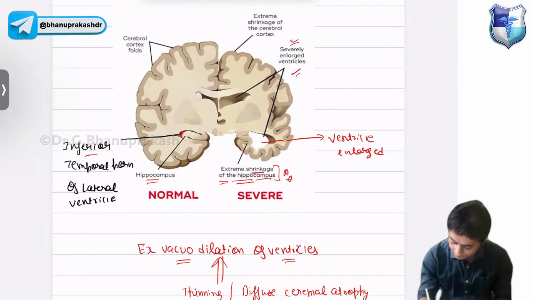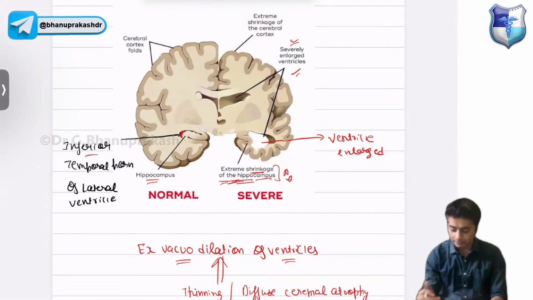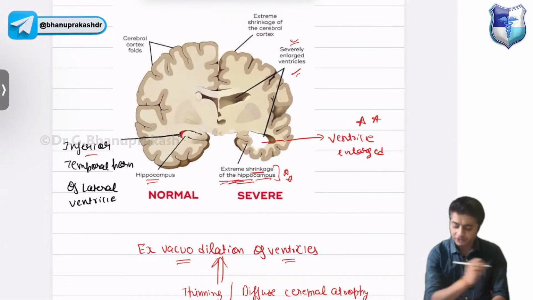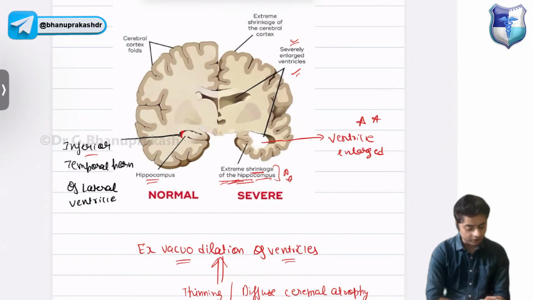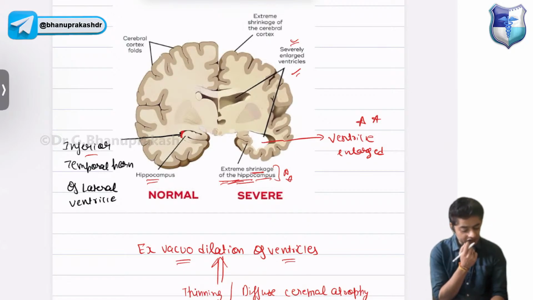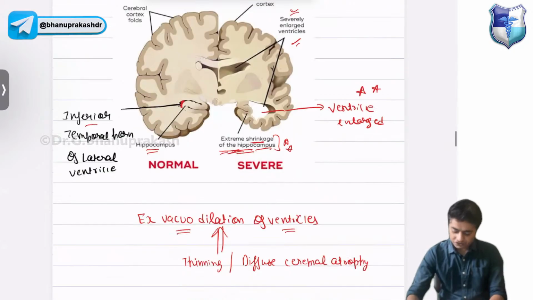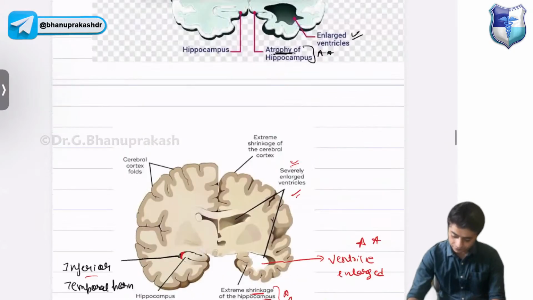You can see now, first is your diffuse atrophy of the hippocampus and it leads to ventricular enlargement. Did everyone understand ventricular enlargement? Just give me thumbs up. Okay, everyone. See, we will see another diagram also.